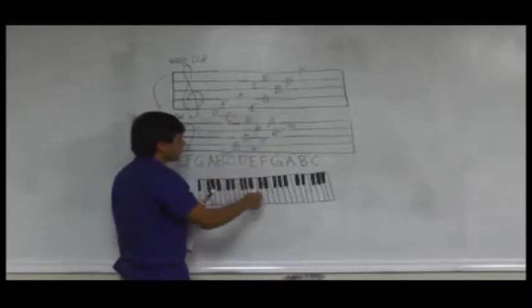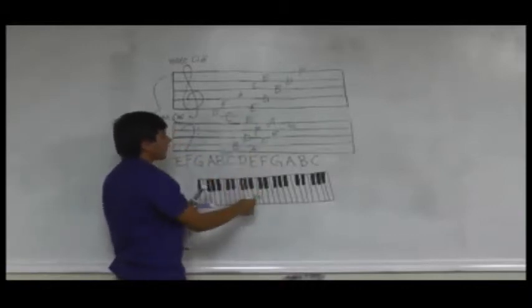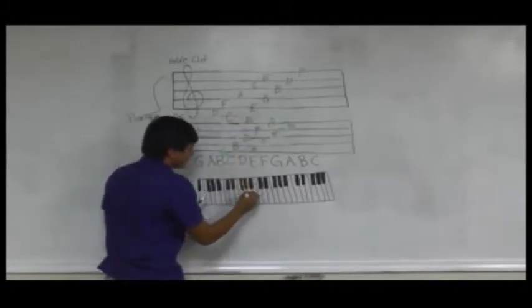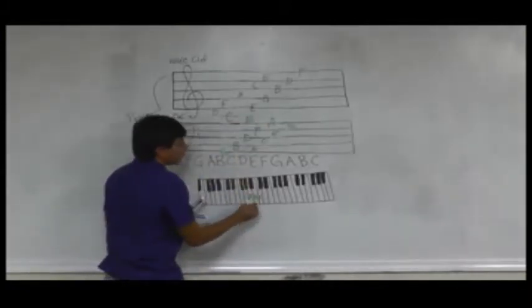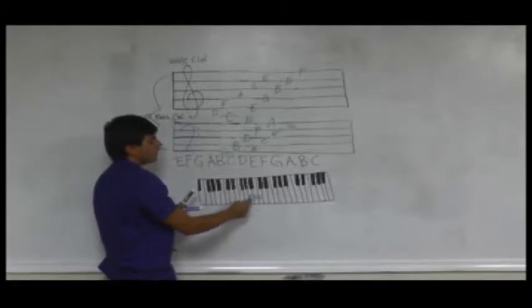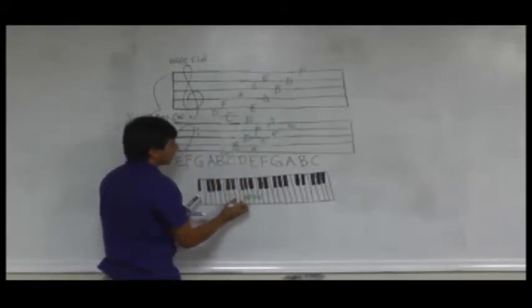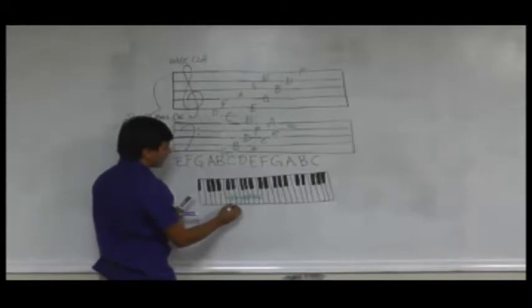So this C is middle C. Right below that is B. Here's that B, right? Next, A. And that would be the key right next to the B. G, F, E, D, C, and so forth, right? We just continue on.